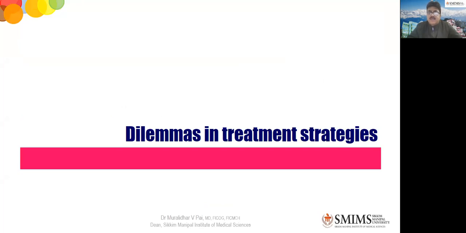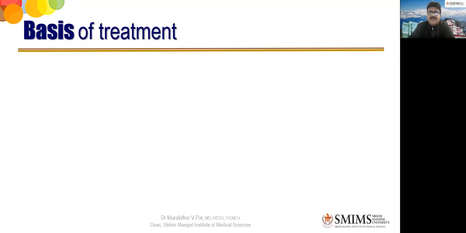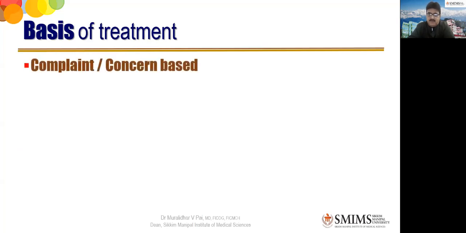Dilemmas in treatment strategies. Now, we have understood so much about PCOS and all that. Patient is not worried. She says, the theory is for you, give me the treatment. So what do you do? The dilemmas there, what to base our treatment on? There are two strategies. One is complaint-based or concern-based. As I said, PCOS is not one single disease. It is the manifestation of many underlying problems. Also, the manifestations are different. So, patient says, I don't know, I am having this problem, you treat me this problem right now.